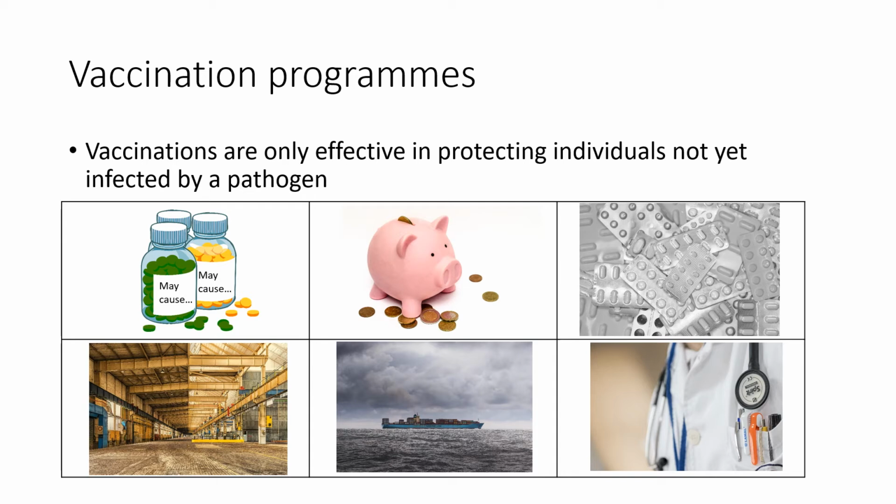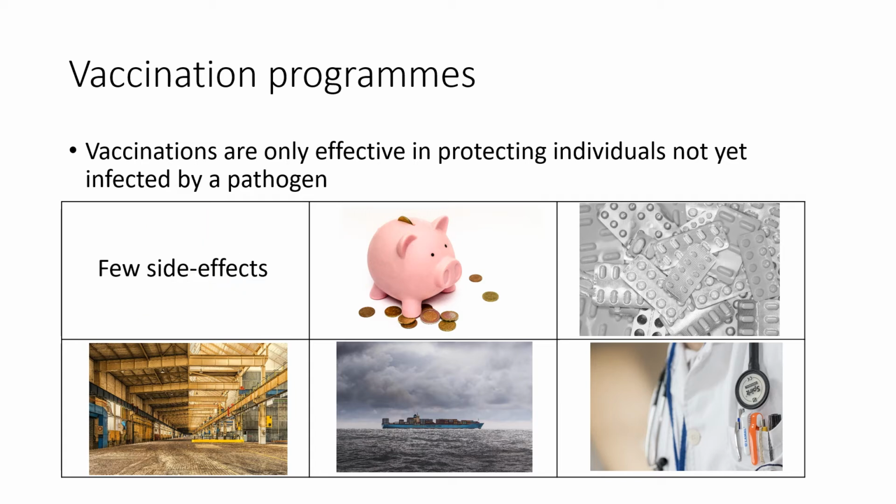So the 6 pictures are as follows. The top left is side effects. We have to have a vaccine with a very small number of side effects. It doesn't have to be 0 side effects, but if the side effects are worse than the pathogen, then it's not a very good vaccination program. We also have economically viable. If each dose of vaccination costs £5 million, that starts to become financially impossible to maintain. So it has to be a cost-effective process.